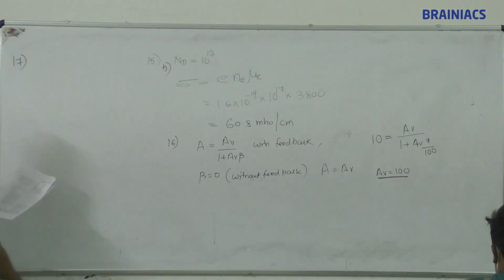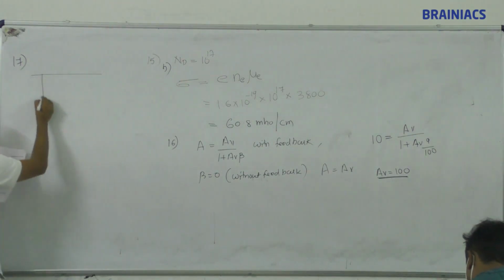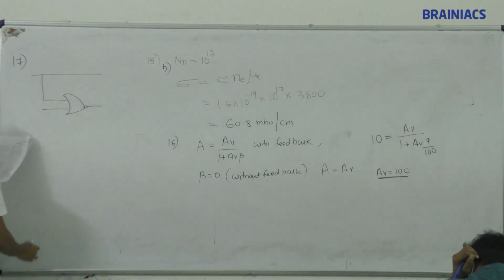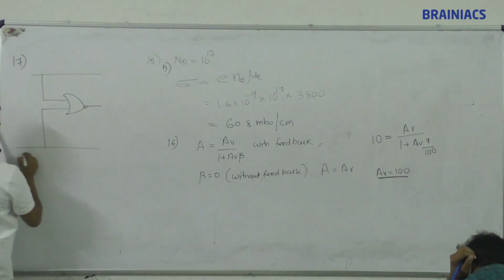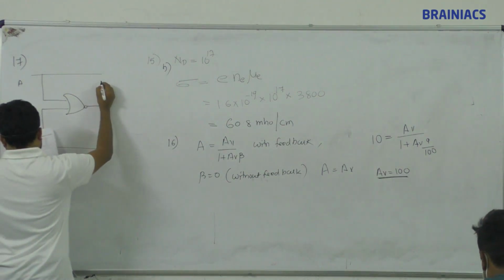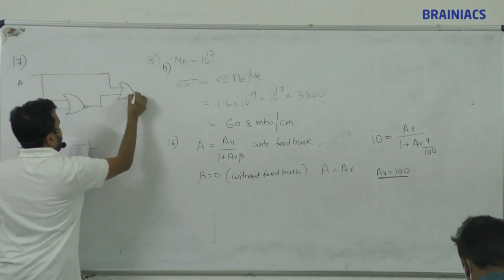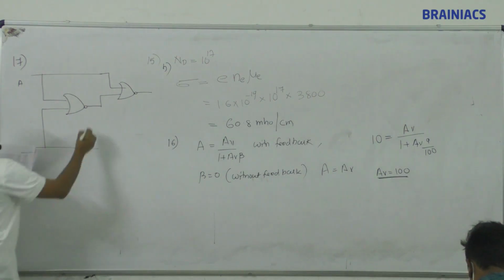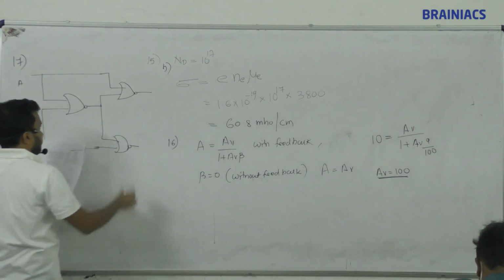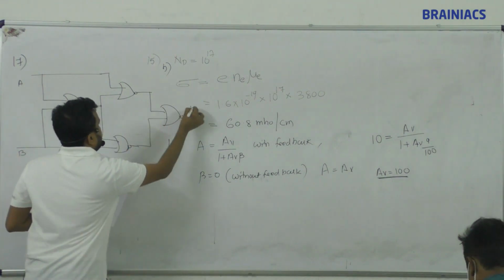Seventeenth question. We'll first draw the circuit, then we'll see what we can do. So this is a NOR gate. This is A and this is B, and this output is connected with this one, and this is another NOR gate. Similarly, this is another NOR gate. Both are combining and go into another NOR gate. This is called Y output.